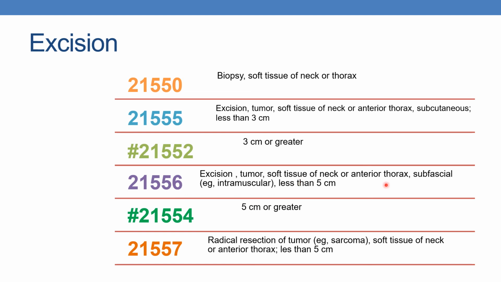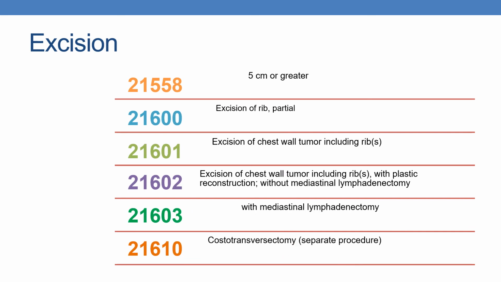Excision tumor soft tissue of neck or anterior thorax, subfascial, that is nothing but intramuscular, less than 5 centimeters. The next is 21554. This is also out of sequence code and it is indicated by number sign. 21554 deals with excision tumor soft tissue of neck or anterior thorax, subfascial. Example, intramuscular 5 centimeters or greater. The next is 21557. Radical resection of tumor, soft tissue of neck or anterior thorax, less than 5 centimeters. The next is 21558. Here, the tumor size is 5 centimeters or greater.